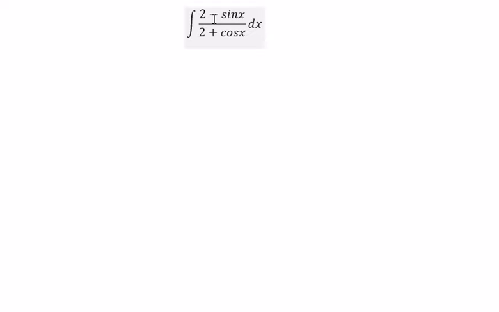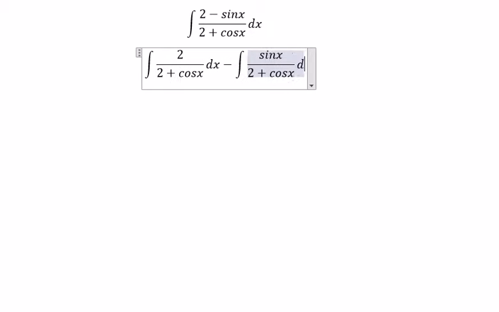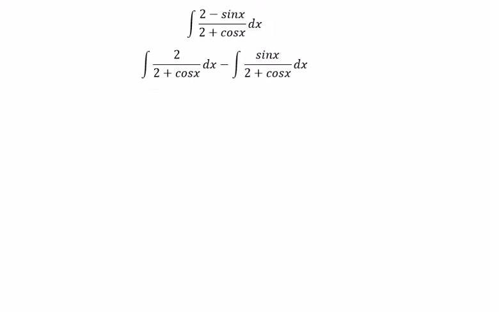We need to divide this integral into two integrals. The first one is about 2 over 2 plus cosine x, and the second one is about sin x over 2 plus cosine x dx. So we do the second one.